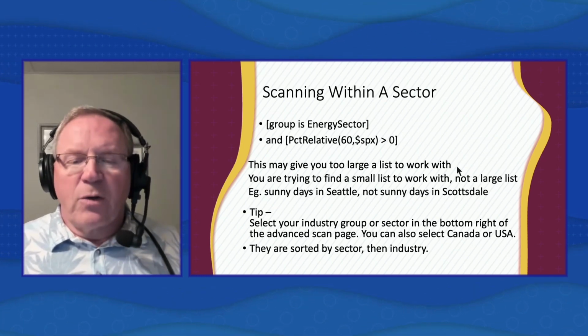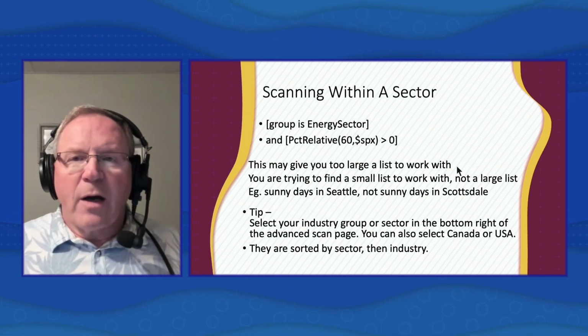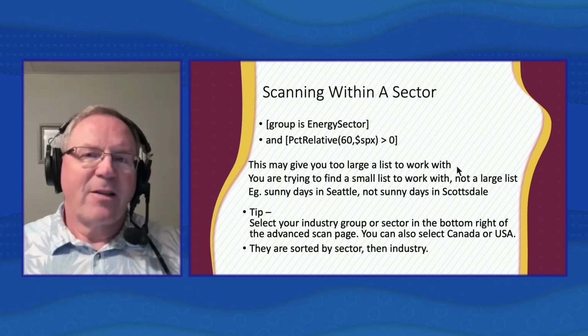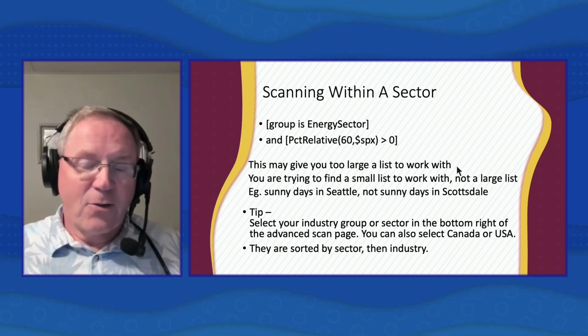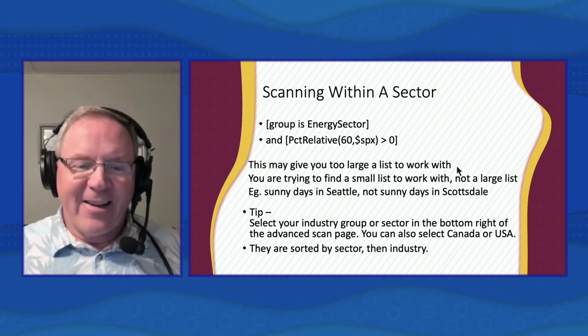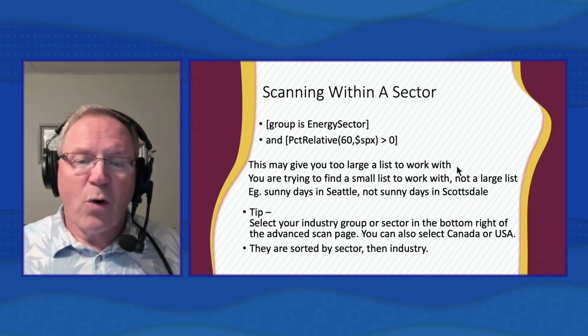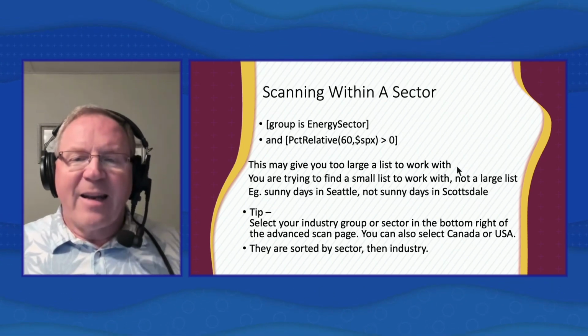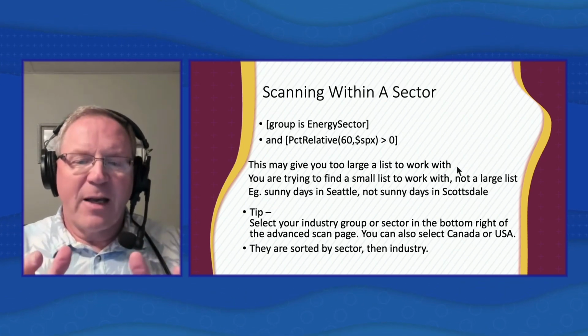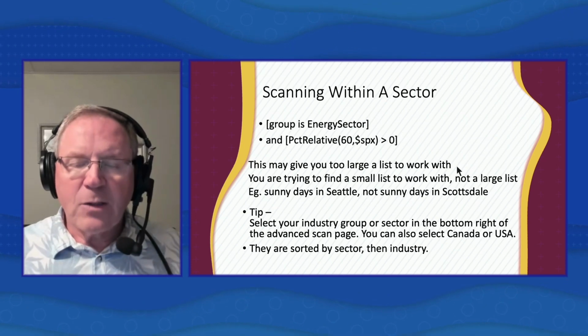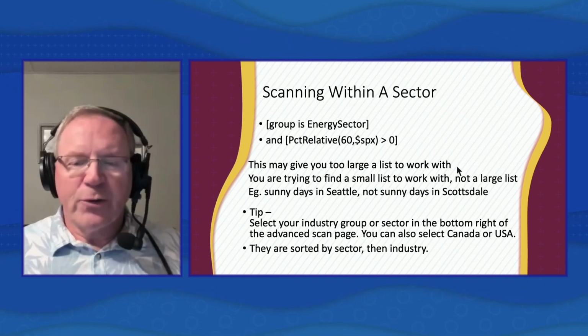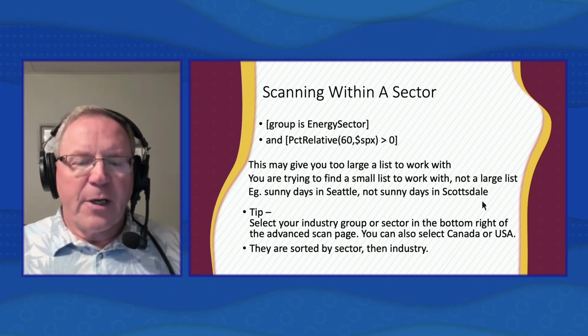And the example is, we want to try and find the sunny days in Seattle, not the sunny days in Scottsdale. There's just too many in Scottsdale and just a few in Seattle. So we want to work with the scan engine to tighten our scan and make it smaller, so it gives us a manageable number of pieces of information.